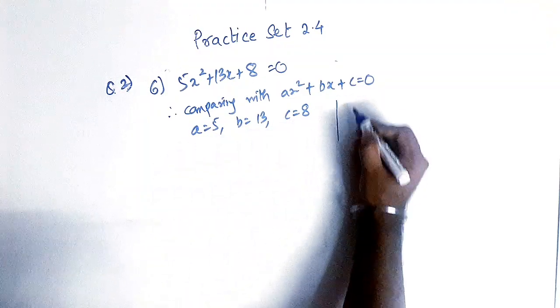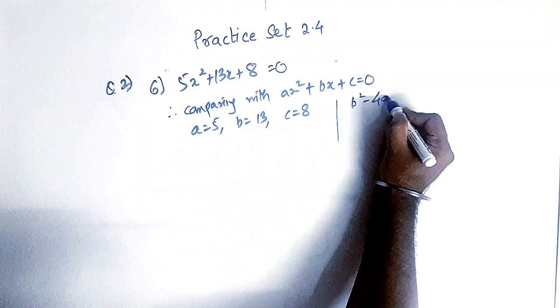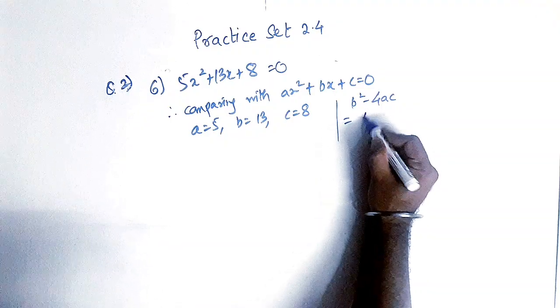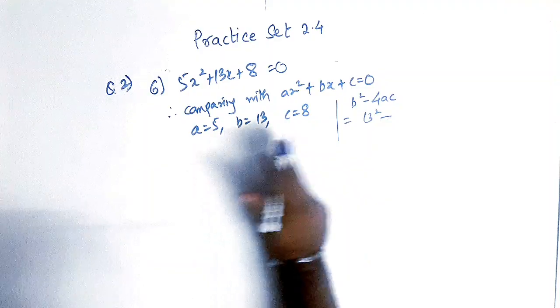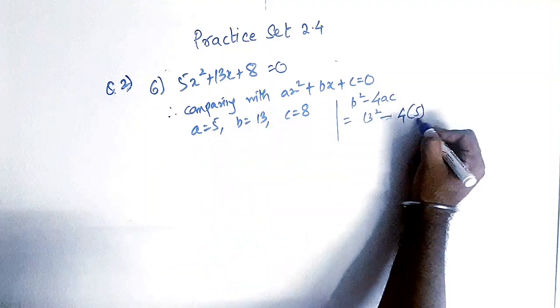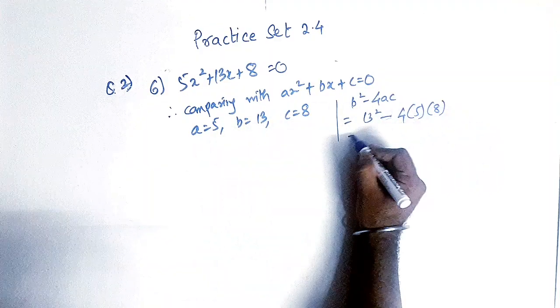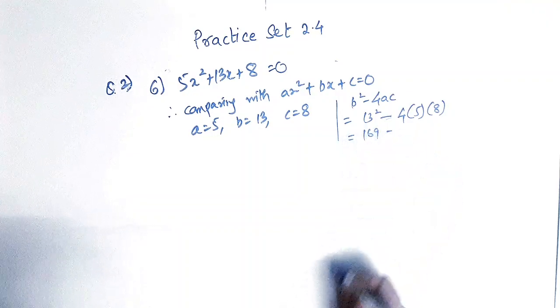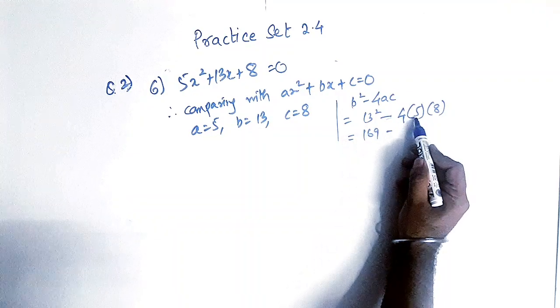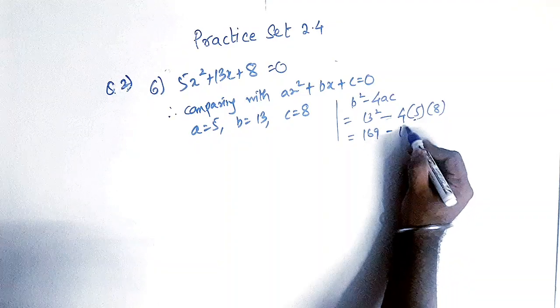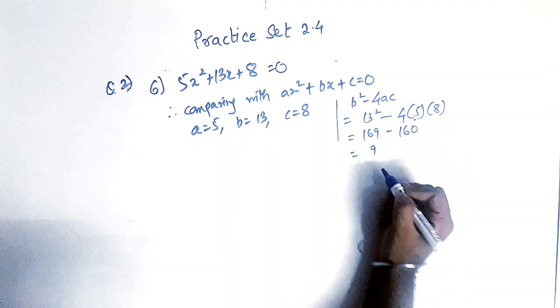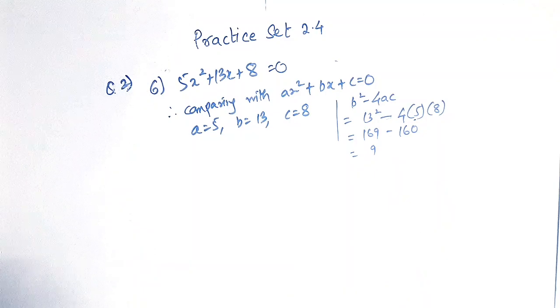Okay, so we have, first we'll find the value of b square minus 4ac. b square is 13 square minus 4ac. Okay, this is 169 minus, what is 4 5s are? 4 5s is 20, 20 8s is 160. So value will be 9.